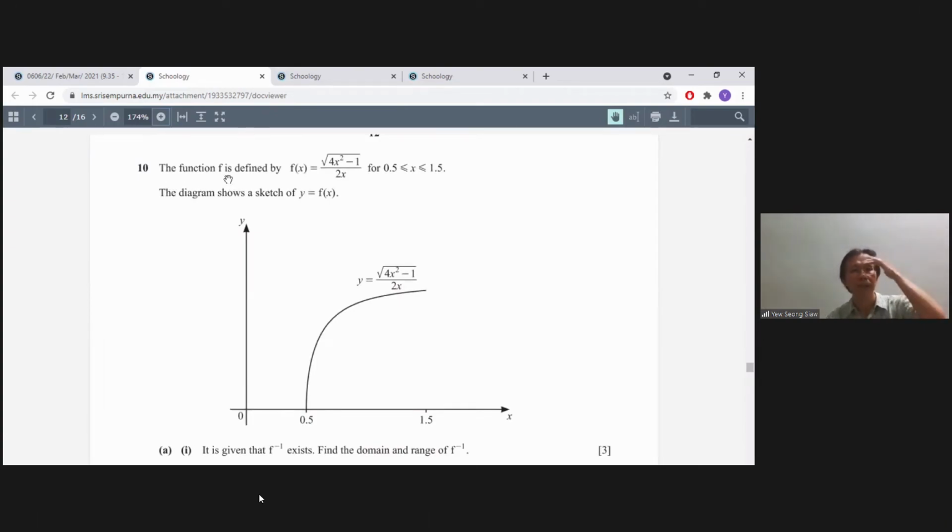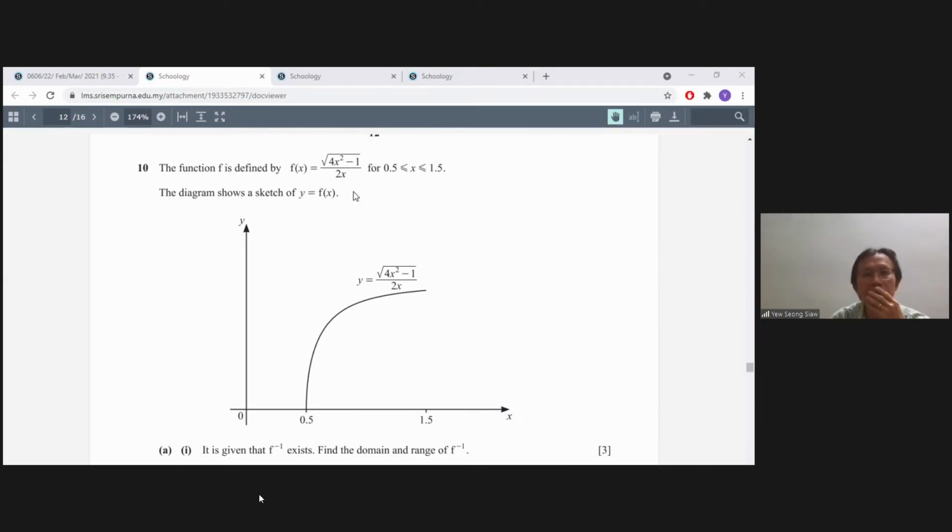Question, the function given to you. This is the function. This is x from here to here. The diagram already showed you the sketch. Then part A of the question: it is given that the inverse of the function exists. Can you find the domain and the range? Tell me what is the domain, what is the range?